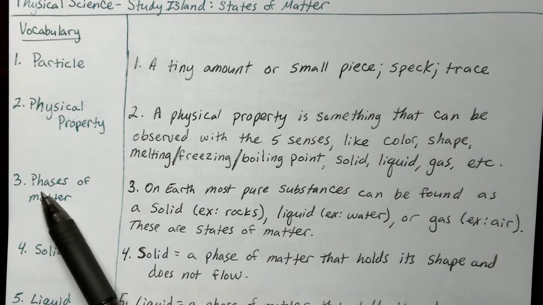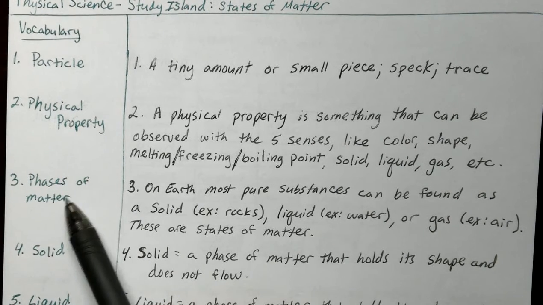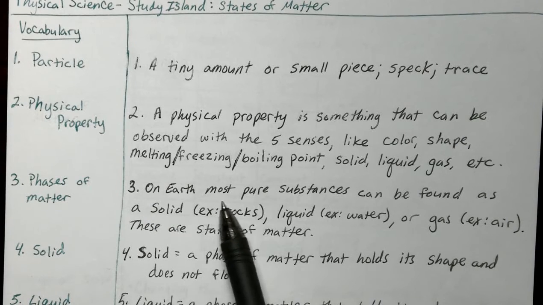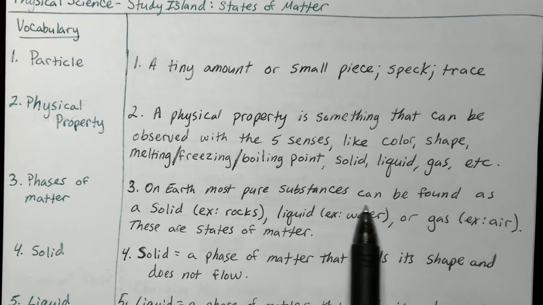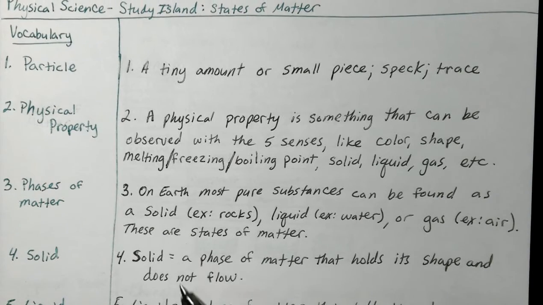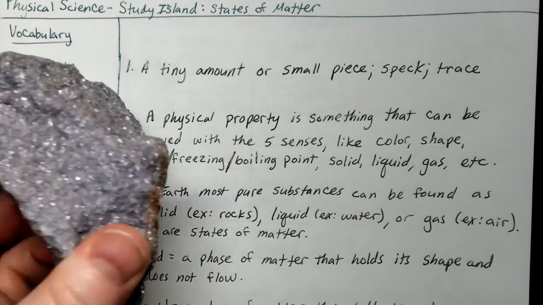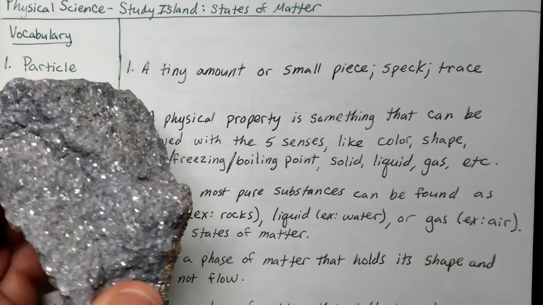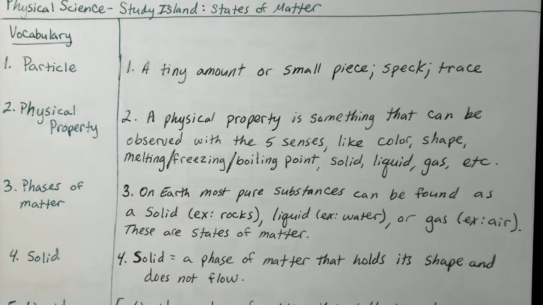Number 3, phases of matter. So on Earth, most pure substances can be found as a solid. For example, that would be like a rock. This piece of lepidolite is actually a bunch of pieces of lepidolite. It is a rock. It is a bunch of solids.